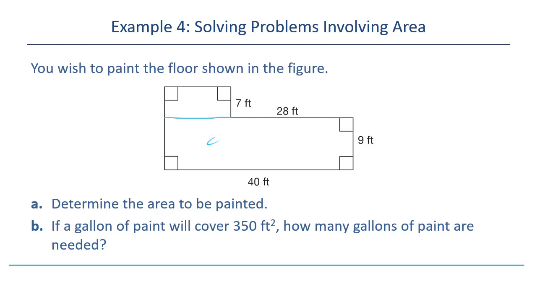So now we know this one down here is simply 9 times 40, and then this one up here, right, is 7 times, well, we don't know this distance, but we know this is 28 and this is 40. So we do 40 minus 28, we get 12, 7 times 12. And you would add those two together, and that's the area.